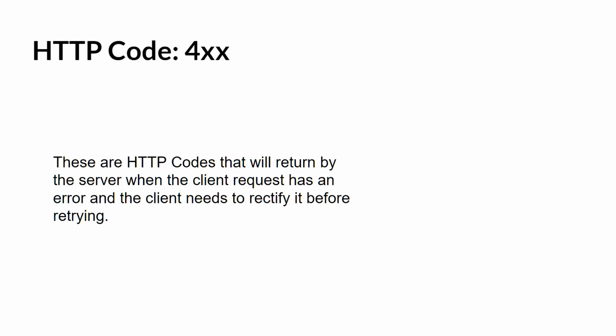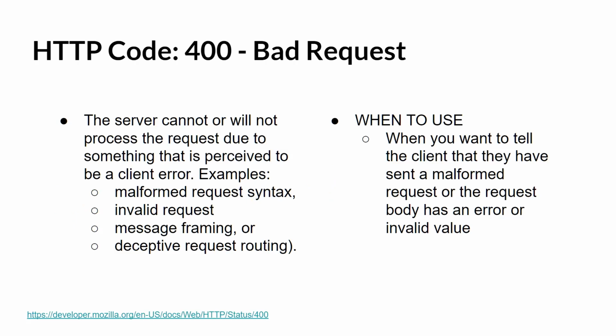Next is the 400 series. This means that you need to rectify whatever you have requested so that it can have a successful response. That means the responsibility of correcting the error is on the client side, or the one requesting. For 400, that means it's a bad request. You might have a malformed request syntax or an invalid request and so on and so forth, so you need to change your request parameters.